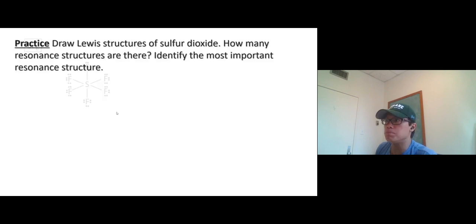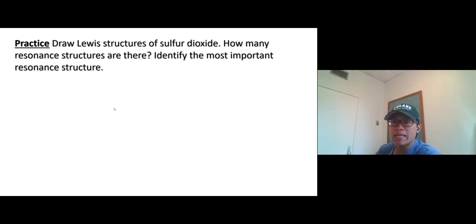All right. Draw the Lewis structure of sulfur dioxide. How many resonance structures are there? Identify the most important resonance structure. Okay, so stop. Pause the video and try on your own. It may take you maybe 5 minutes. Just take your time, no rush at all. You should get a few resonance structures.